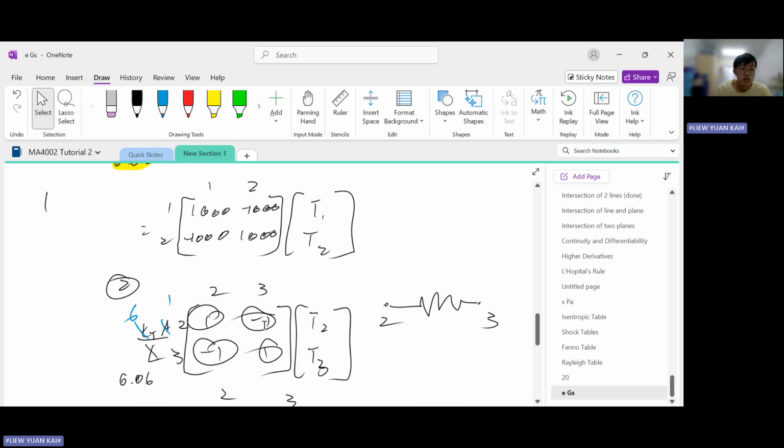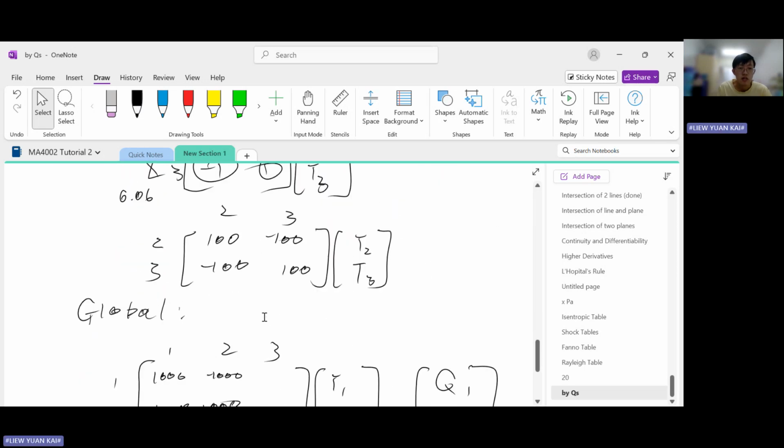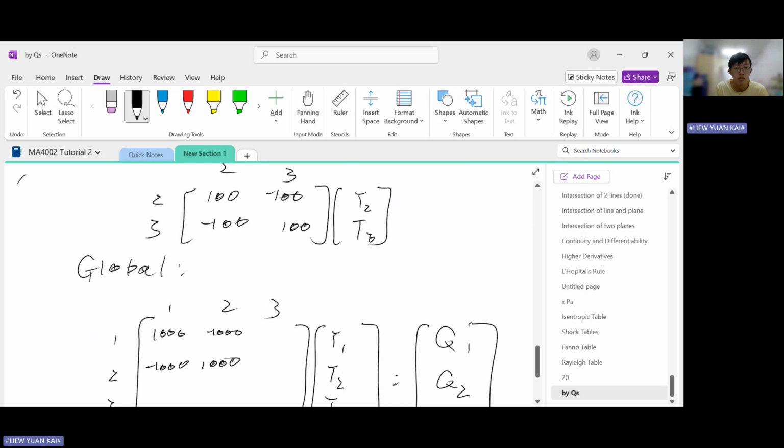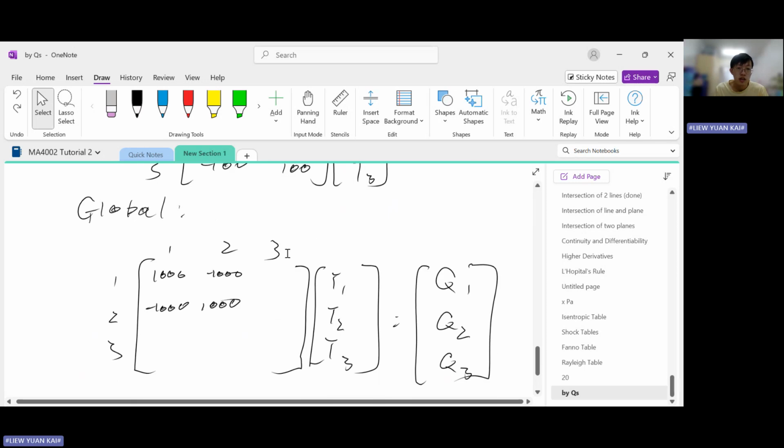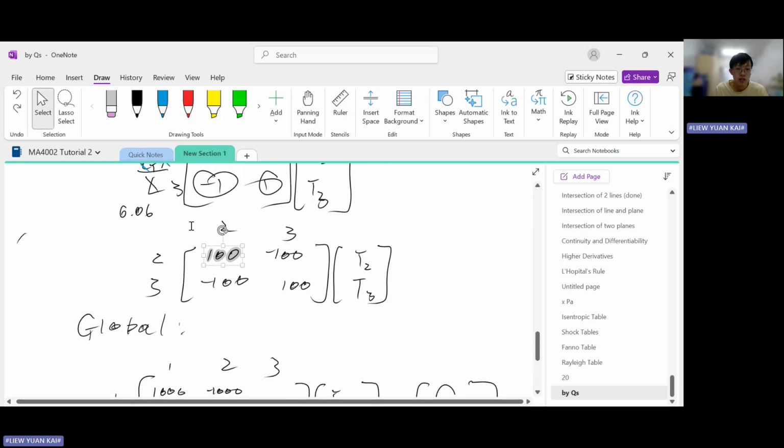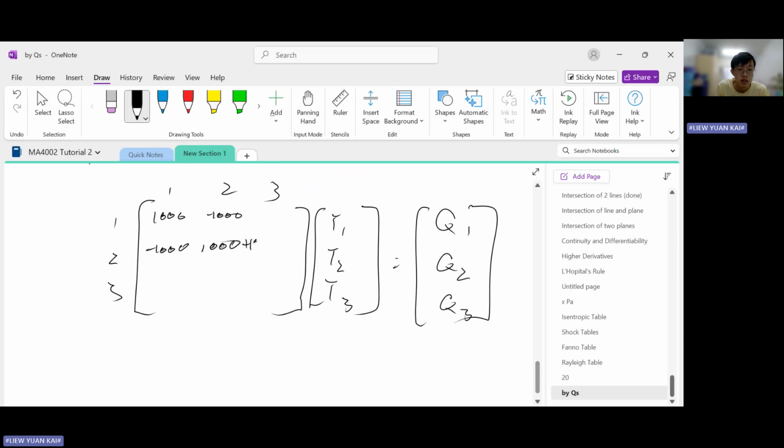Now you go to the second equilibrium equation. So row 2, column 2, we have 100. Row 2, column 3, we have minus 100. Row 3, column 2, we have minus 100. And row 3, column 3, we have 100. Okay, so fill those up again. And since the two entries overlap, we just add them together. So 100 plus 1000 is 1100.